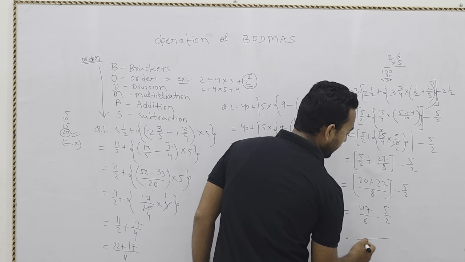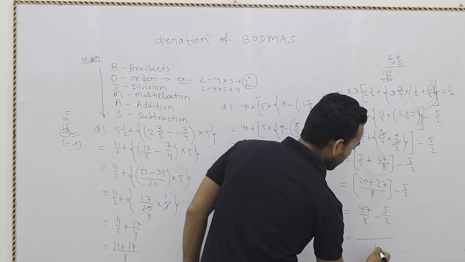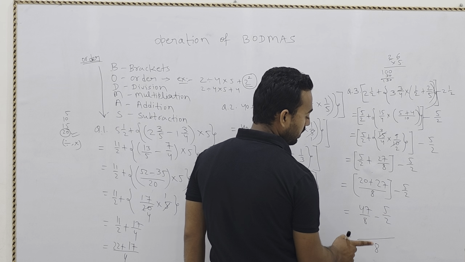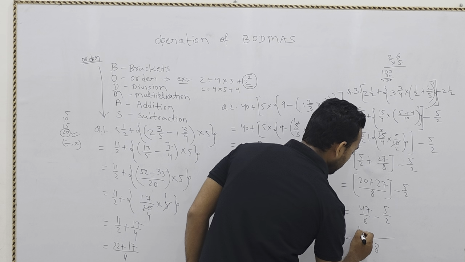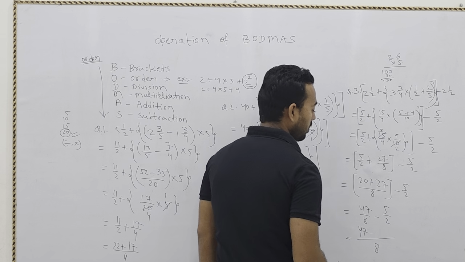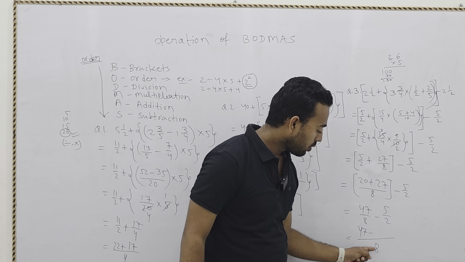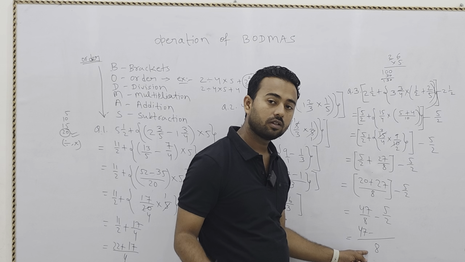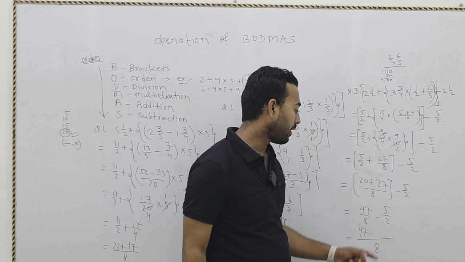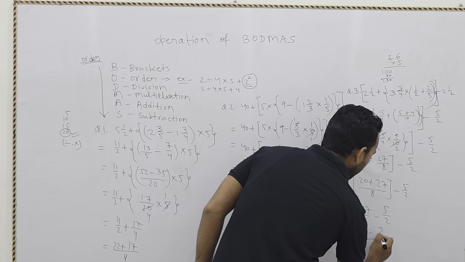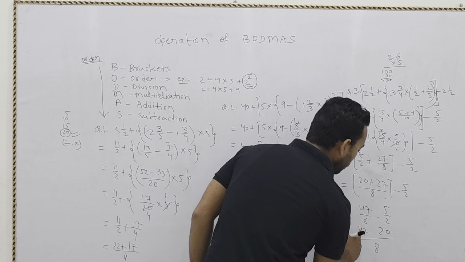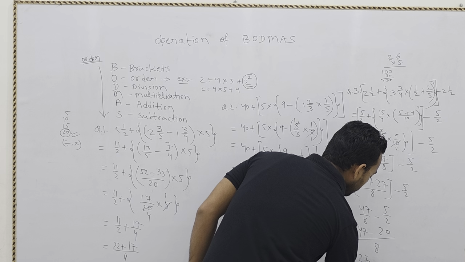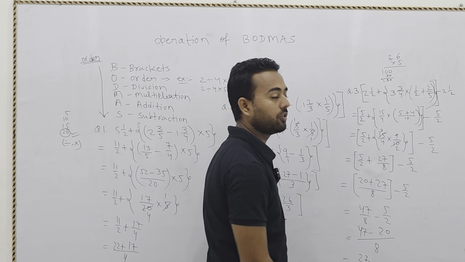Again here we will take the LCM of 8 and 2, it will come 8. 8 times 8, first we divide, then we will get 1 multiply 47 minus, we divide the lower number by the lower number first, so 2 times 4 is 8, 4 multiply 5 we will get 20. So here 47 minus 20 is 27 divided by 8. So this is the correct answer of this question.